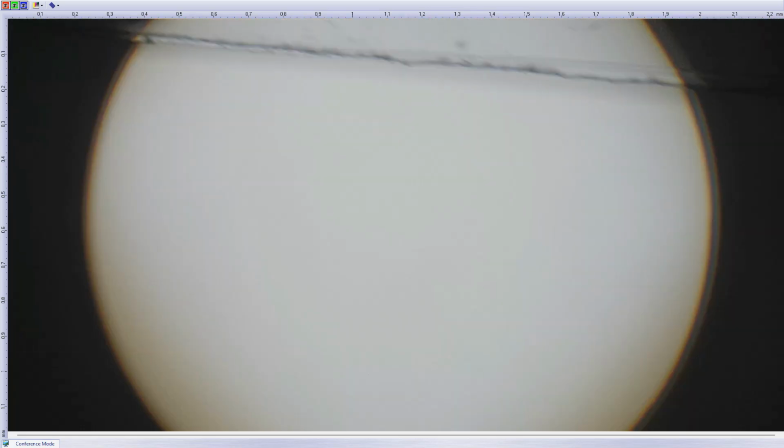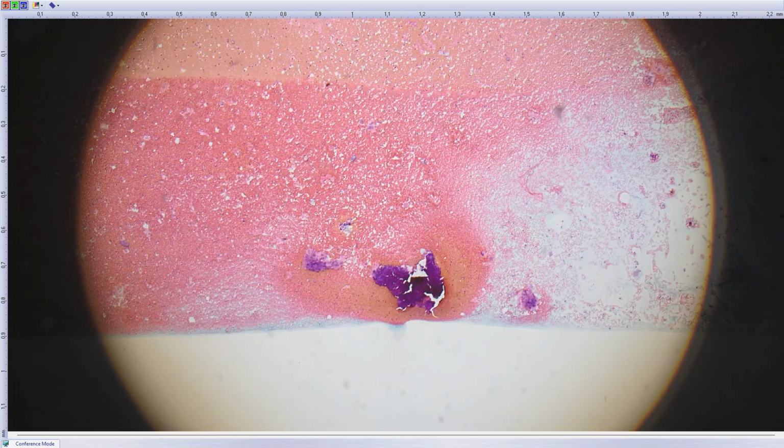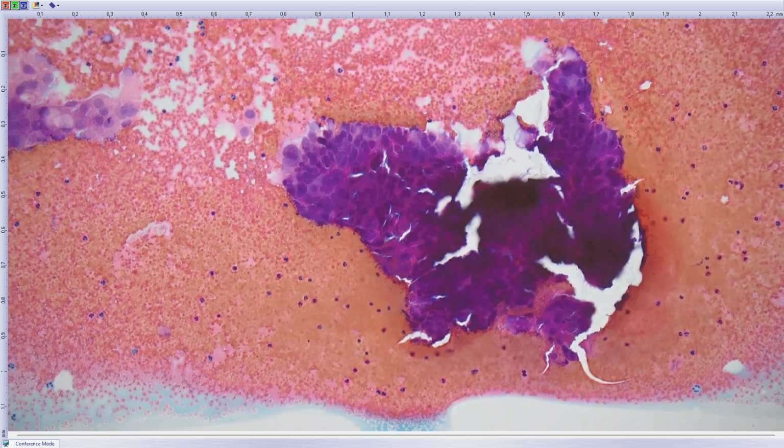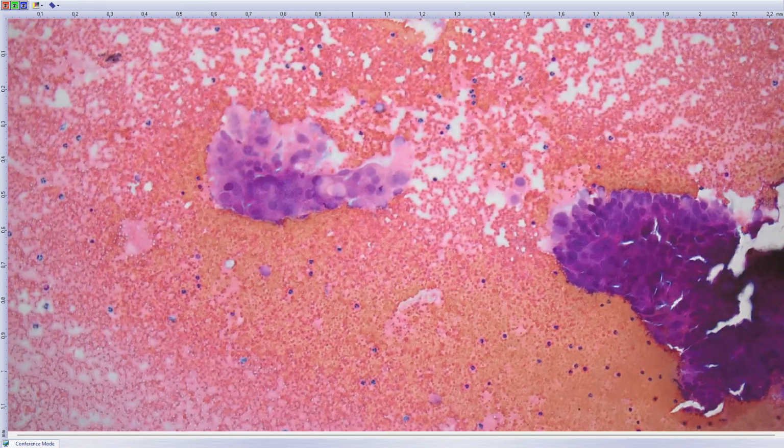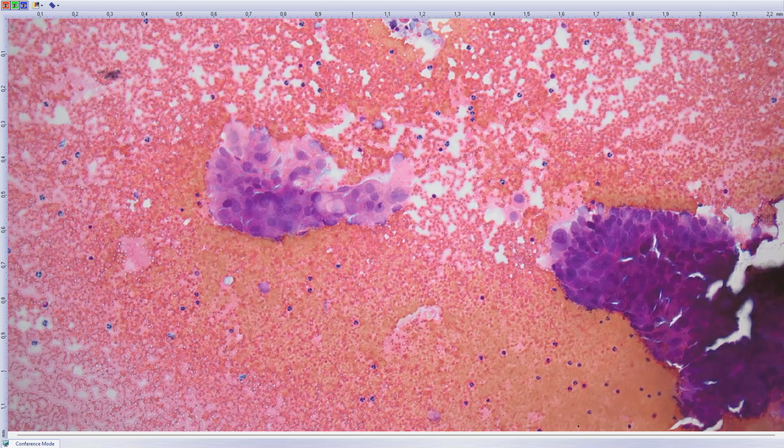The second case is thyroid gland cytology, an older lady. Just by showing you these clusters of cells, you can easily tell it's malignant, right? So it's cohesive, pleomorphic.